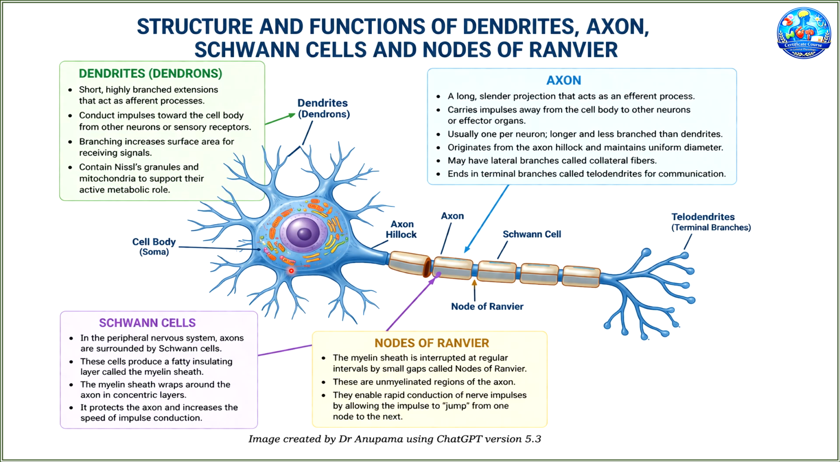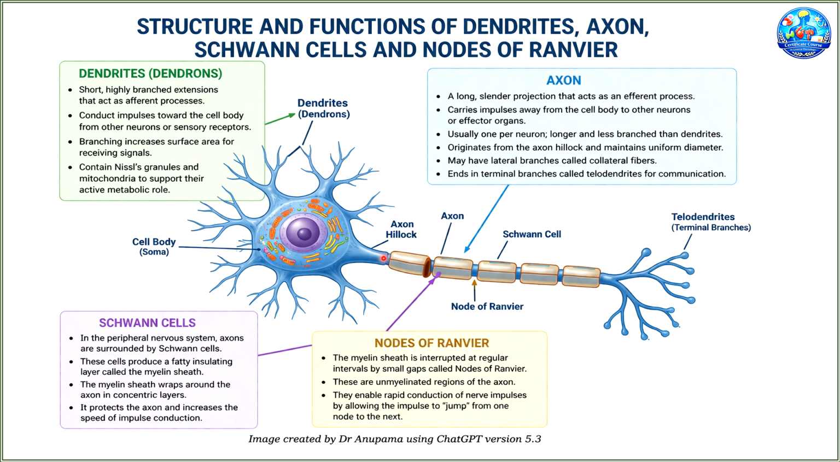Next, the axon. The axon starts at the axon hillock from the cyton. It is a long, slender projection that acts as the efferent process. It carries impulses away from the cell body to another neuron or some effector organ. Usually, a cell has one axon. It is long and usually less branched as compared to the dendrites.